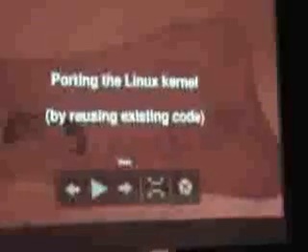But fortunately, we can cheat. I was going to say porting the Linux kernel by cheating, but I thought I probably shouldn't say that.